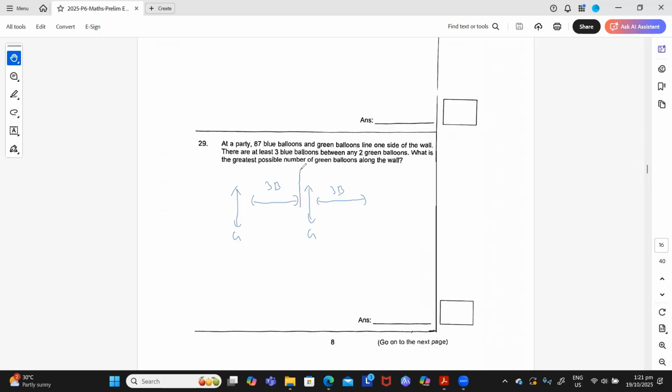So if you want to see it as a pattern, you look at it this way: 1 green and 3 balloons. So you take 87 divided by 3, you'll get 21, remainder 3. Don't forget to add 1 back when you're trying to close it. The answer is 2.